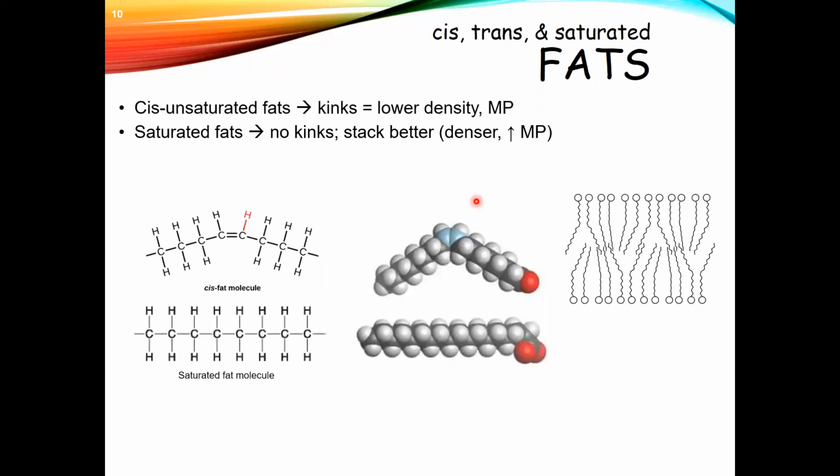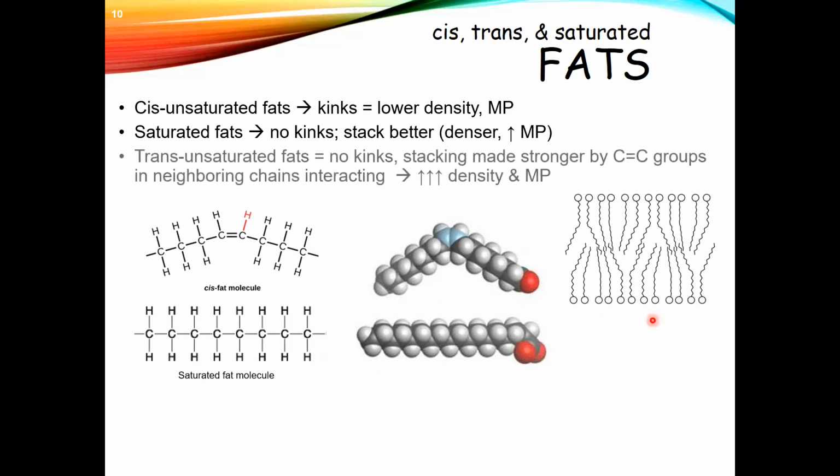Now with a saturated fat, where you have no double bonds, you're just going to have a long chain. And these long chains actually can stack on top of each other really well. So when you mix these cis unsaturated fats with these saturated fats, these cis unsaturated fats will kind of break up the saturated ones, give you lower density, and it'll make it easier for your body to burn through them.